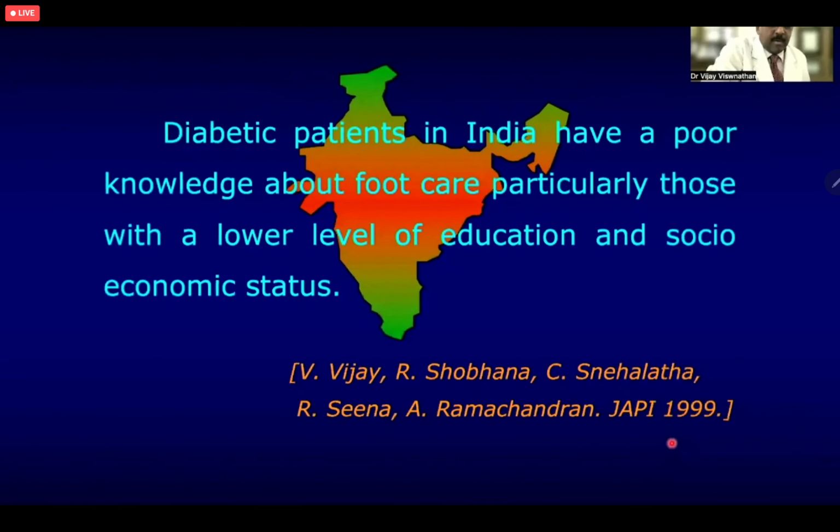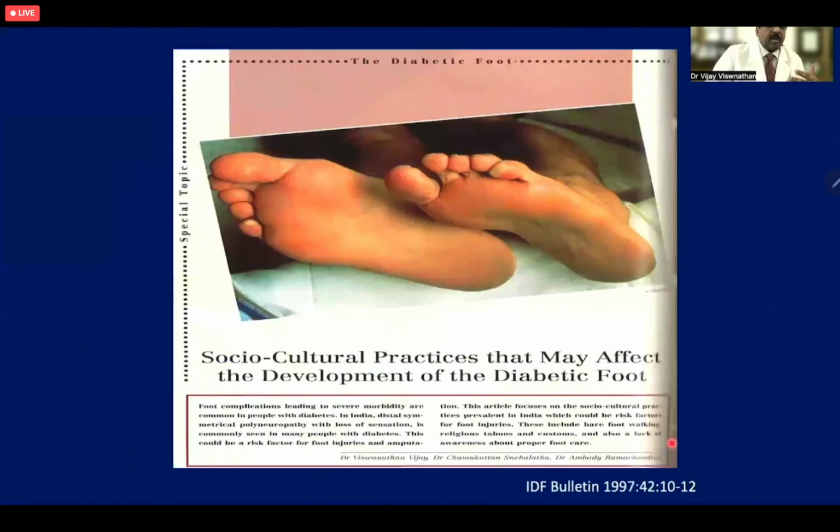People in India and many of the developing world have a poor knowledge about foot care, particularly those with a lower level of education and socioeconomic strata. This is a publication which we did 24 years ago. And sociocultural practices, especially among the people in the developing world, are responsible for most of the foot infections that we see in our day-to-day practice.